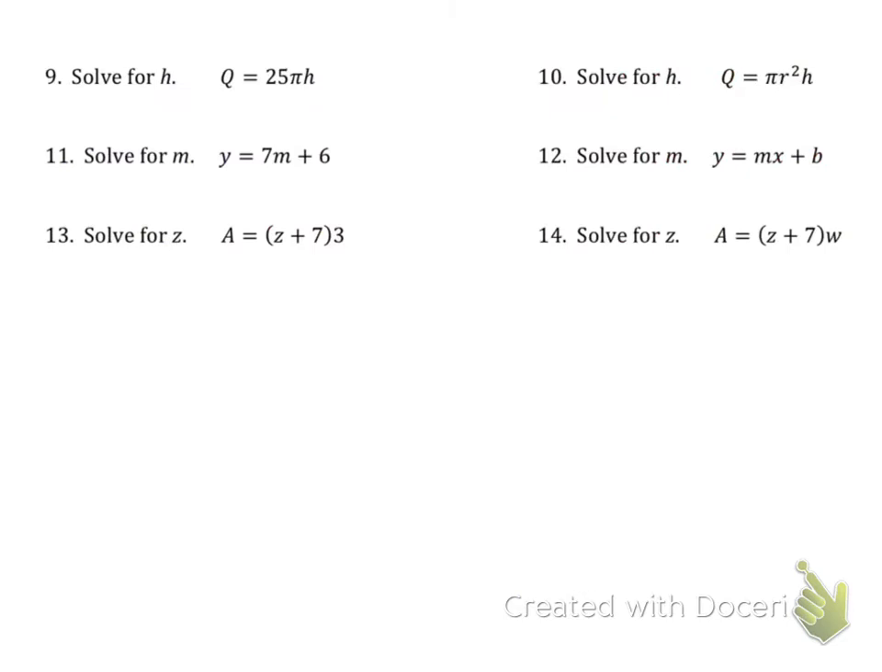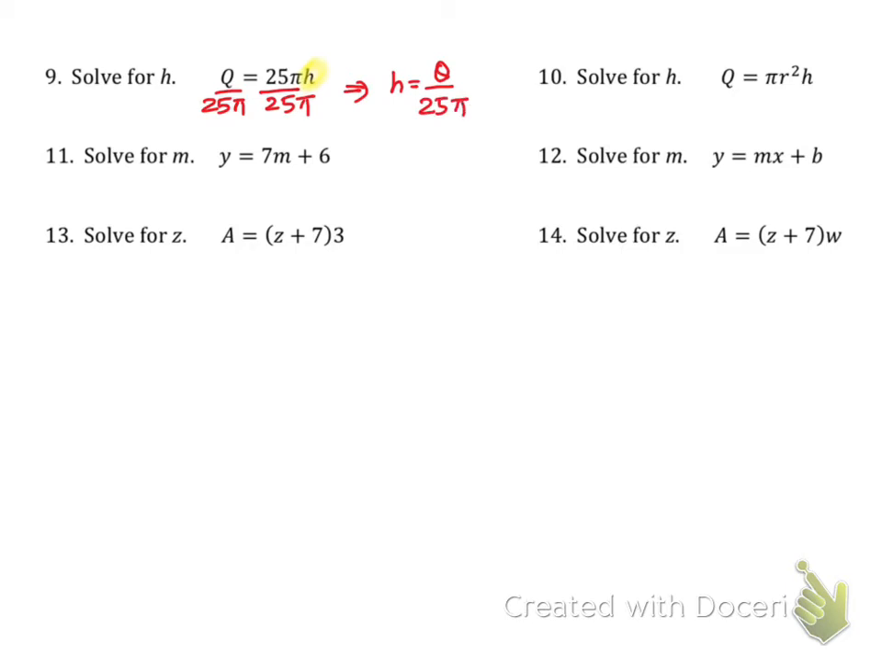Here solve for h. You have to solve for h. What you need to do, so you treat that thing as a variable and you isolate it, and you see that 25 pi h is just like 25 times pi times h. So you need to get rid of 25 pi. So you divide both sides by 25 pi, and your answer is h is equal to q over 25 pi.